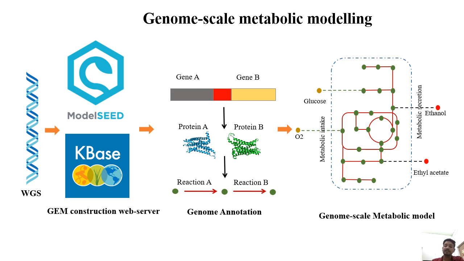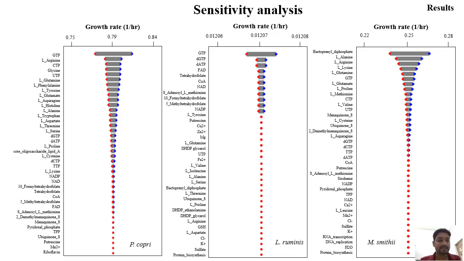Once we got the model, we want to check whether the model is good enough for our work or not, so we followed the sensitivity analysis. In the sensitivity analysis, we simply take all the precursor molecules, all the reactants of the biomass reaction, and change the concentration by plus or minus 10 to 15%. We check that by changing the concentration of the precursor molecule, the growth rate of the microorganism does not change that much. Its growth rate changes 2 to 3% maximum, and these changes are mostly due to the amino acids and nucleotides.